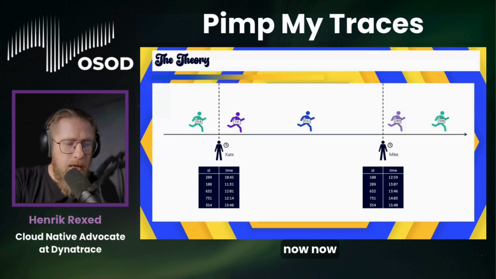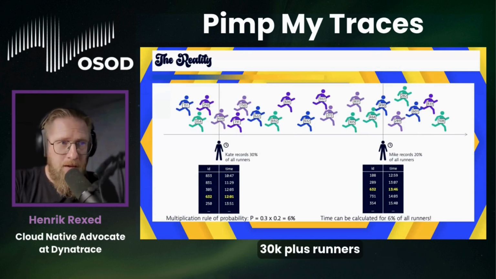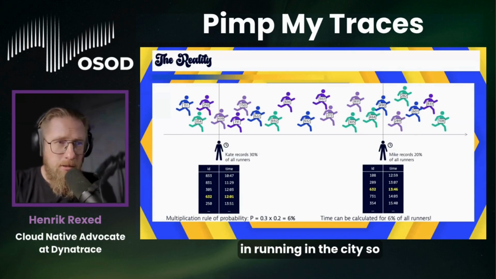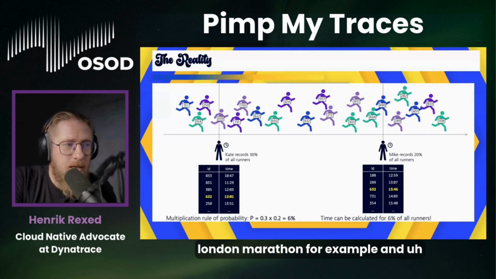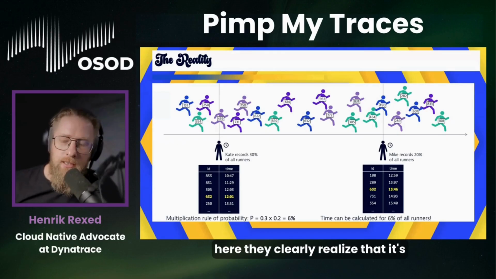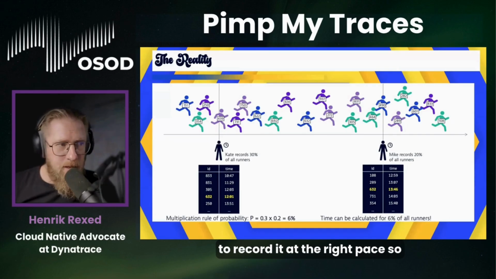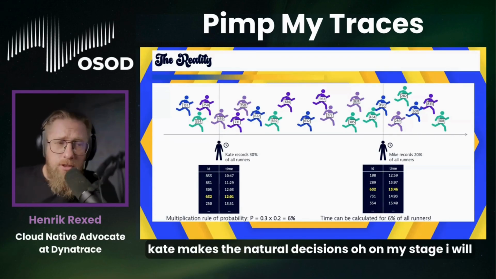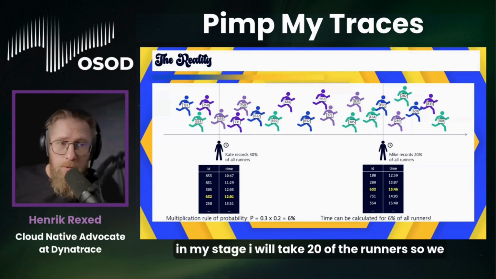And now the reality. We have a marathon. We probably have 30K plus runners running in the city. So Kate and Mike, again, they've been organizing small events. They go to this big London marathon, for example, and Kate is positioned at one stage and Mike again. And here they clearly realize that it's impossible to keep track of all that data. It's impossible to record it at the right pace. So Kate makes the natural decision: on my stage, I will take 30% of the runners. And Mike says, in my stage, I will take 20% of the runners.